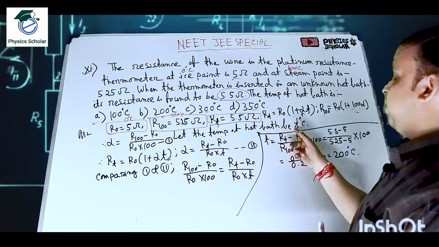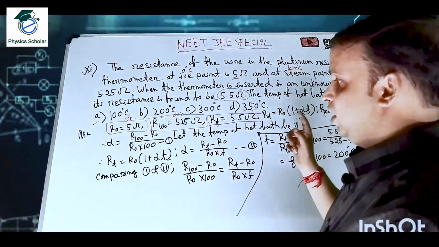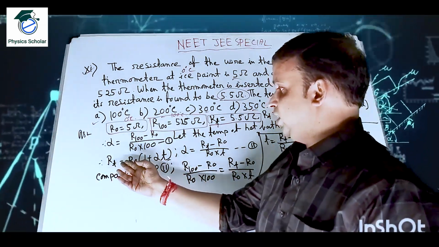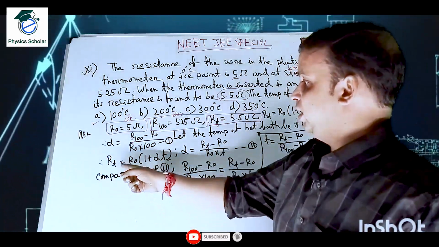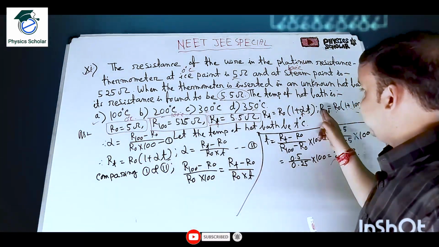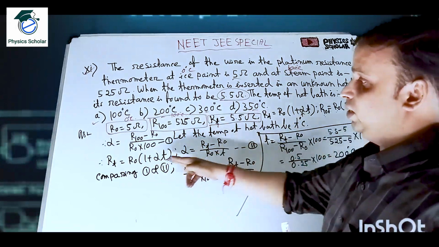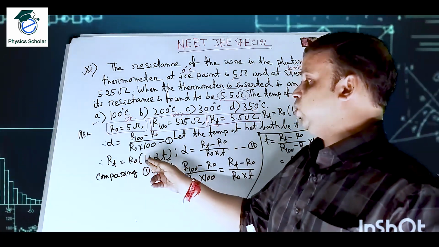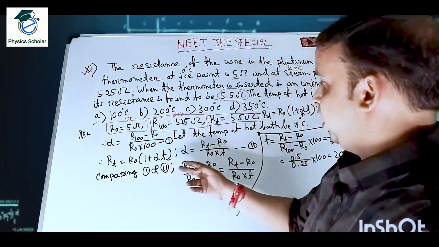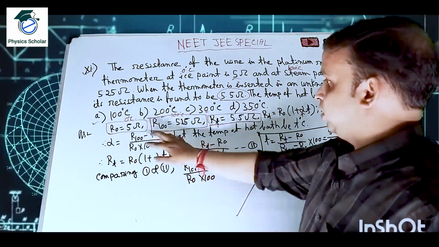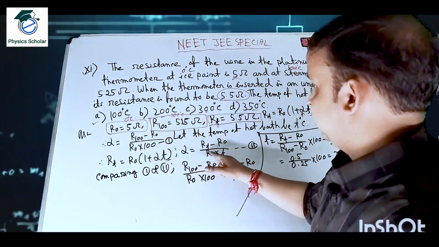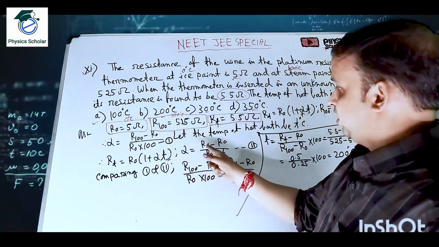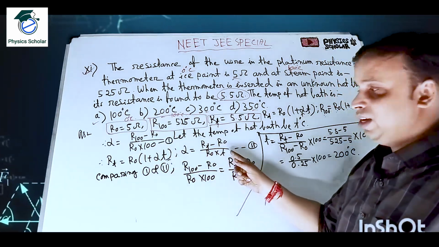Now let the final temperature be T. Now it is T with the 0 degree. So RT is equal to R0 into (1 plus alpha T), the same formula. Here alpha is equal to (RT minus R0) divided by (R0 into T). It is equation number 2.